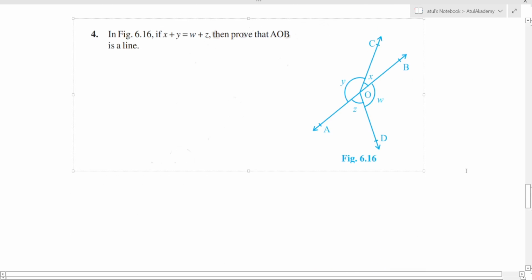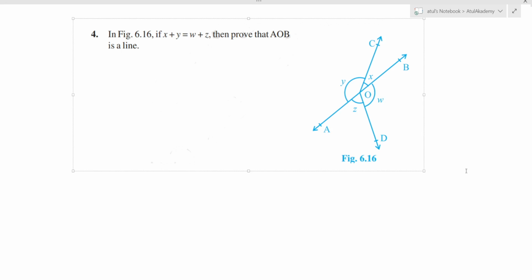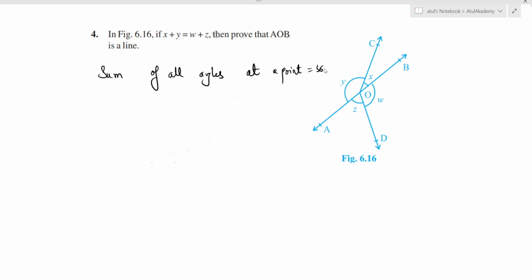Let's now move to the next question, fourth question of the exercise. How will we do this? We have to prove that AOB is a line. It's not given to us that AOB is a line. Now for this, we will use another theorem: the sum of all angles at a point is how much? 360 degrees. That is what we are going to use over here. Fine, students? So at this one point, x plus y plus z plus w is 360 degrees. That is the reason I have done it.